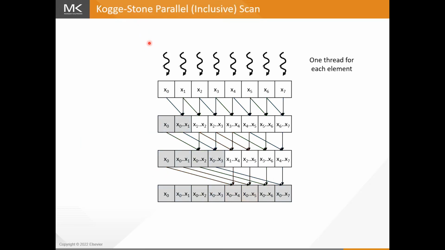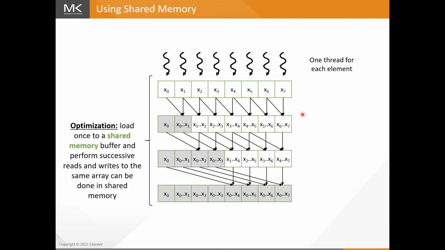So to parallelize this, we can assign a thread to each element, and that thread is going to be responsible for evolving that element from the input to the final output throughout the scan process. And of course, like we did with reduction, since we keep reading and writing from the segment to update it and evolve the elements, we can put that in shared memory. Okay, so this was our first implementation.